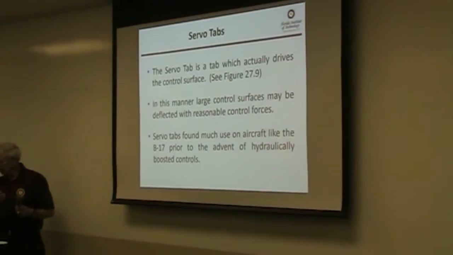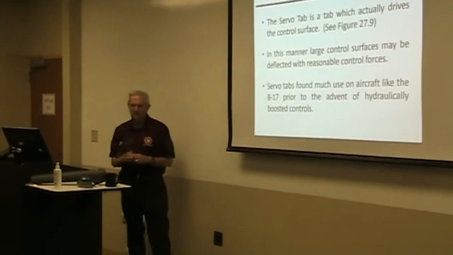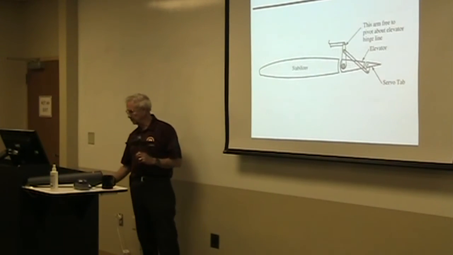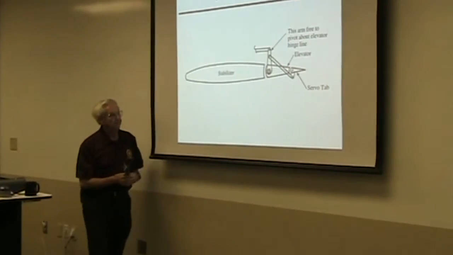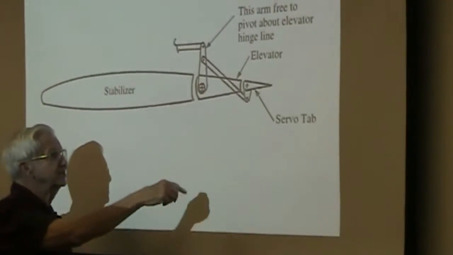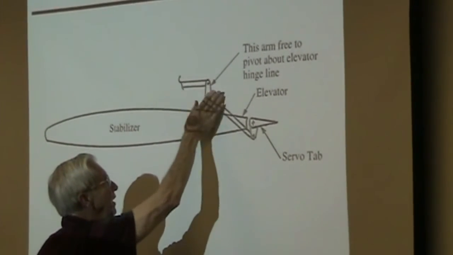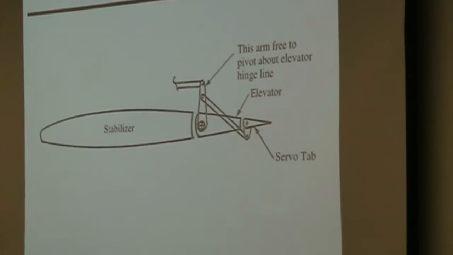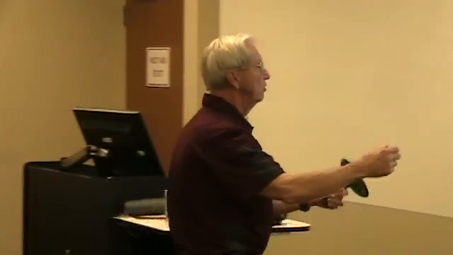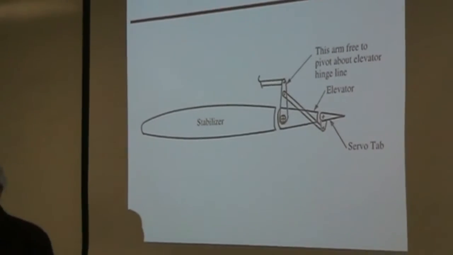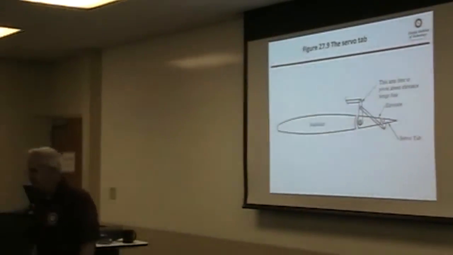Well, we talked about the balance tabs, leading and lagging. And I mentioned the servo tab earlier. Servo tab does this. This is a pivot point. It doesn't move the elevator, it's just there so that you have a way of moving this arm to deflect this tab. On this one, the pilot puts the control input in through this arm and it moves this tab and the tab causes the elevator to move.